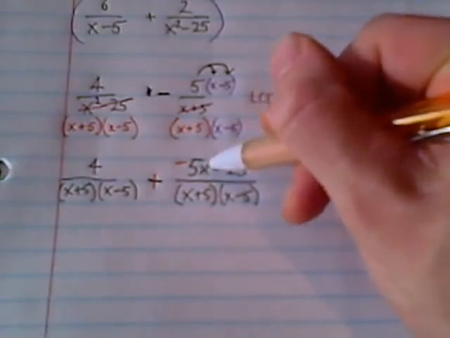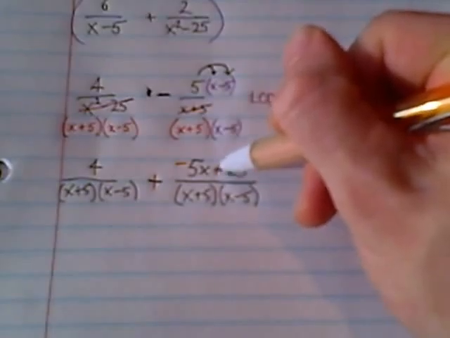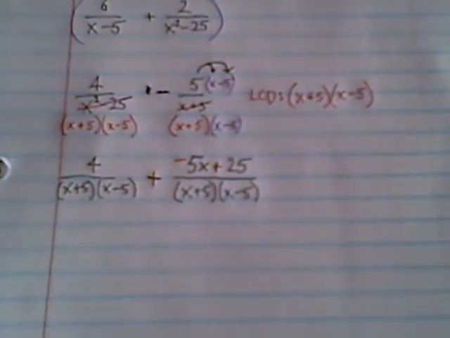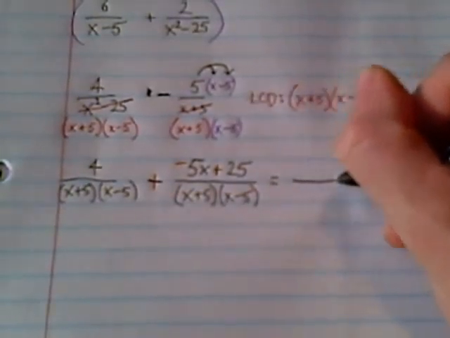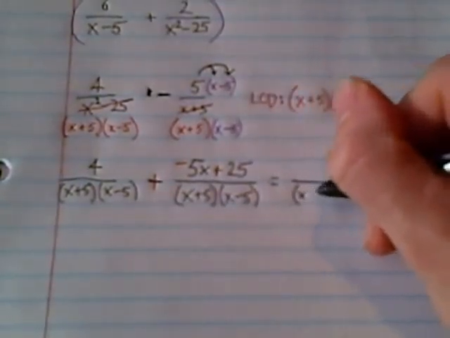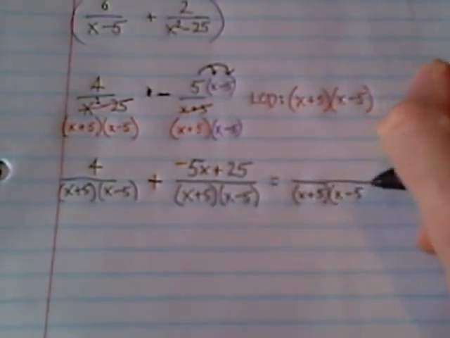I flip my 5x into a minus 5x, and I'll flip this minus 25 into a plus 25. And that's my way of making sure that all of my signs are going to be right on the money, and I need to just combine like terms now. LCD, it's not going to change, x plus 5 with x minus 5.